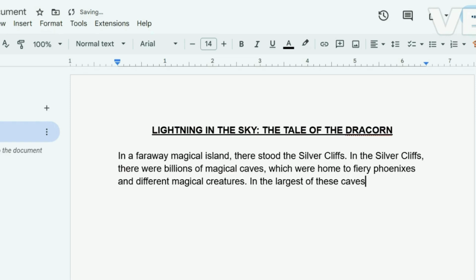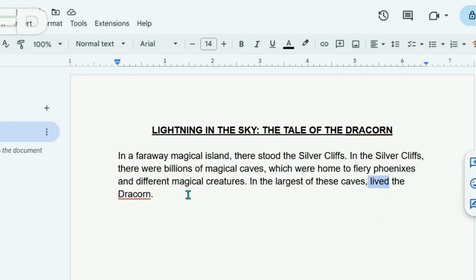There should be a comma there. Lived the Dracon. So if we are writing a story, if we start it in past tense, we should keep writing it in past tense till the end. We can't switch to present tense, future tense, and so on. So if Dracon flew later on in the story, we can't write flies or will fly. We should write flew.